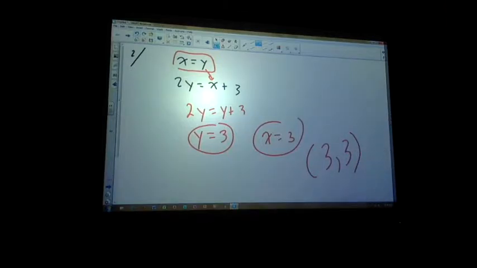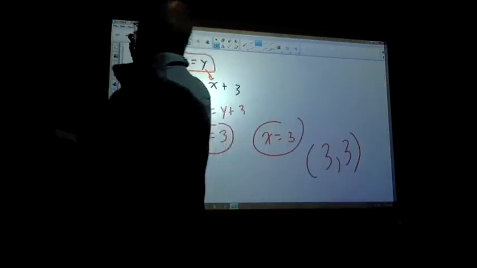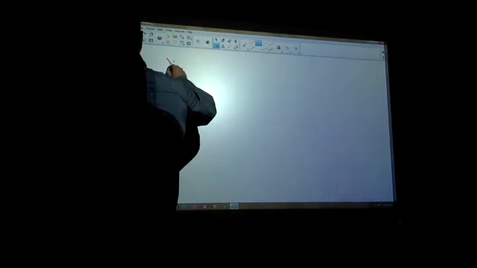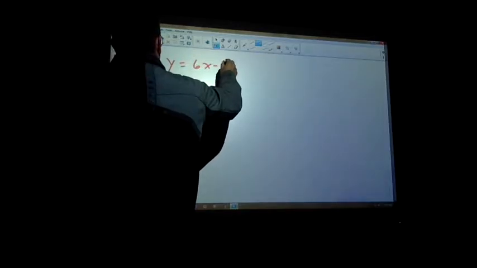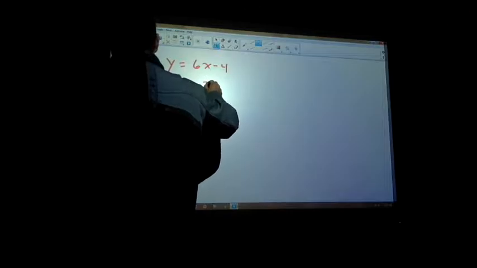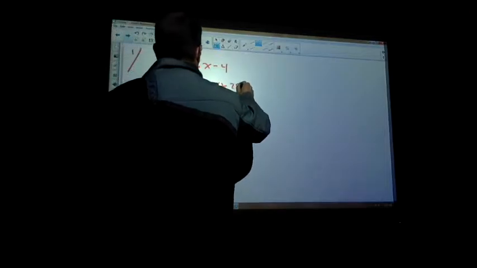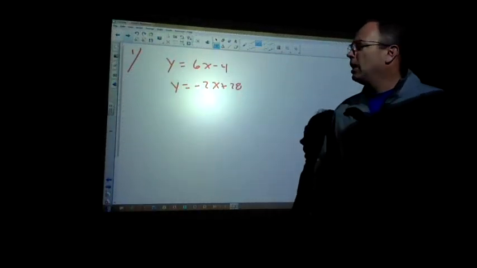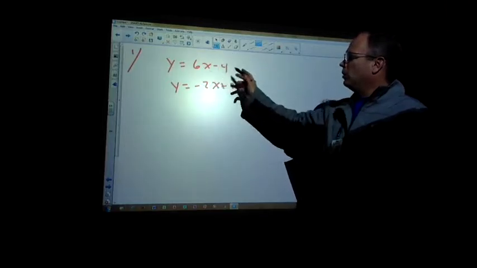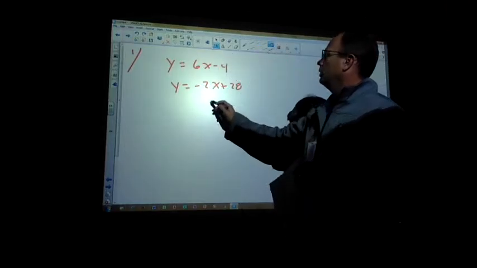Make sense? Anything else through number 6 you want to take a look at? Number 1? Well, yes. All right, number 1. So you get y is equal to 6x minus 4, and y is equal to negative 2x plus 28. It makes sense that, being that y equals and y equals, I could set the two equal to each other.